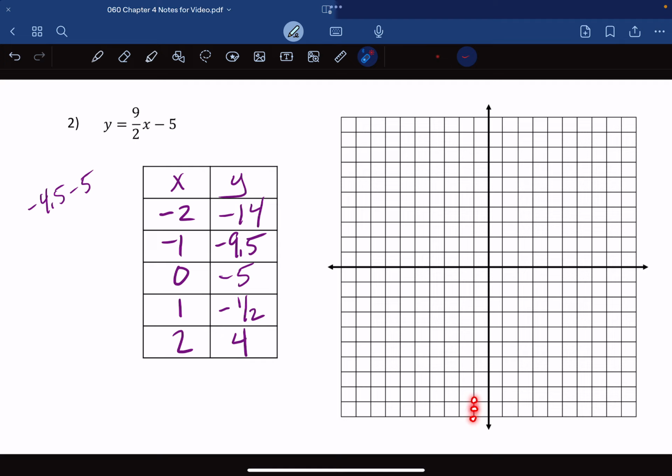Halfway is 9.5. 0, -5. 1, 2, 3, 4, 5. And 1.5 would be here. And 2, 1, 2, 3, 4.